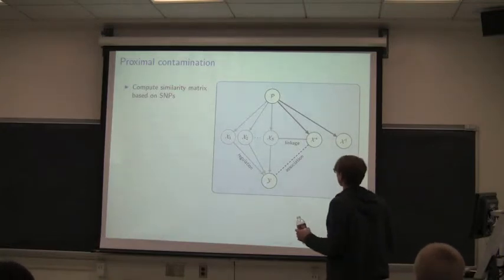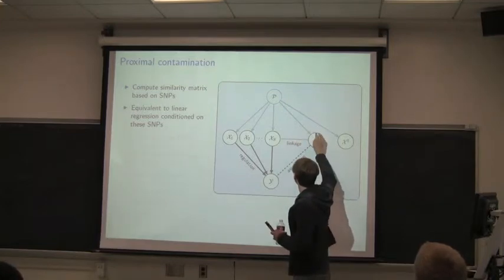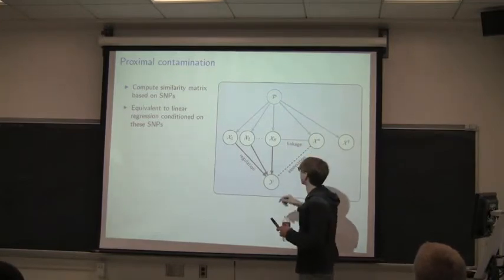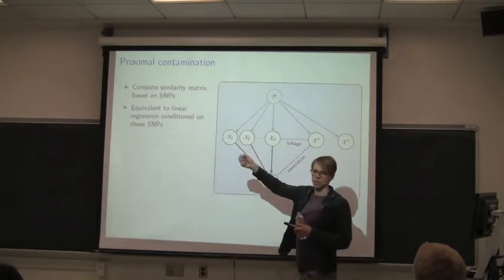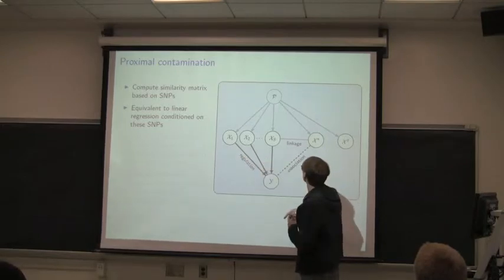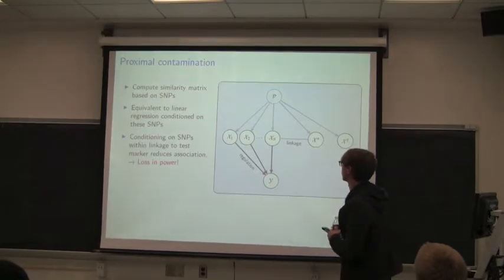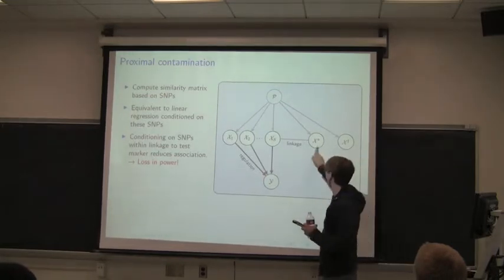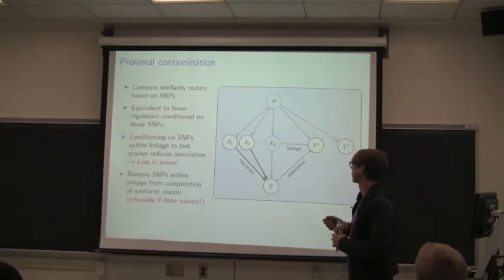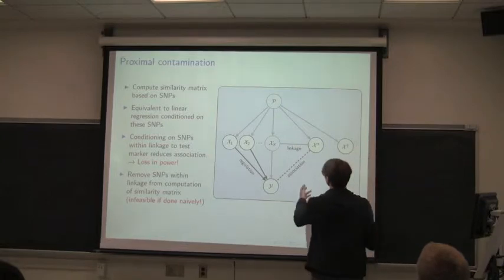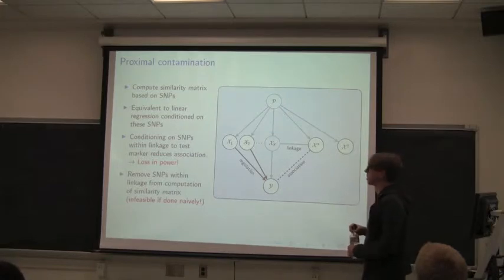And the other thing is exactly this thing that, well, if we include the SNP that we're testing or ones that are in linkage to it into the model by using it to compute this matrix K, then we basically lose power because we reduce the association between this marker and the phenotype. Well, a way to correct for this is basically by removing those SNPs from the computational similarity matrix.